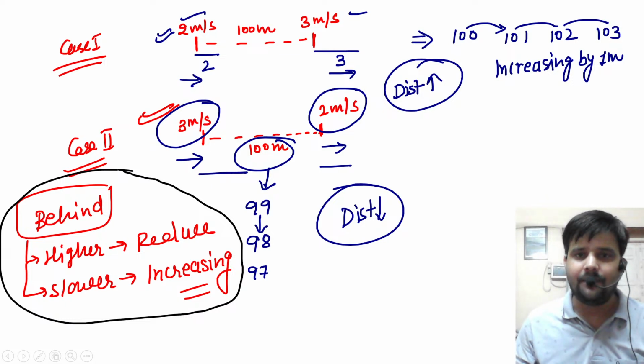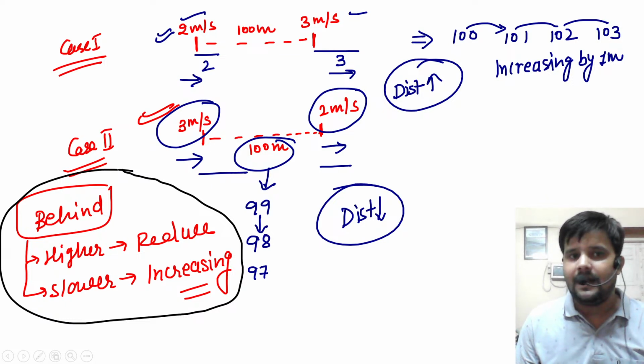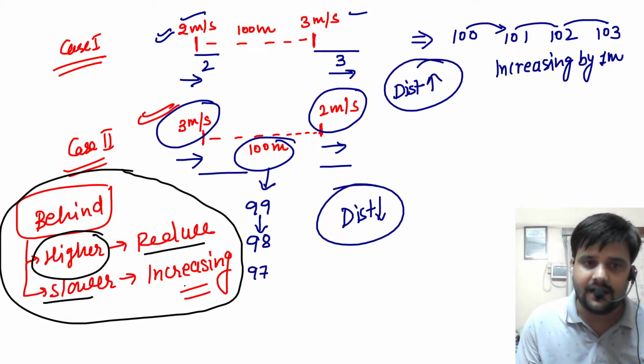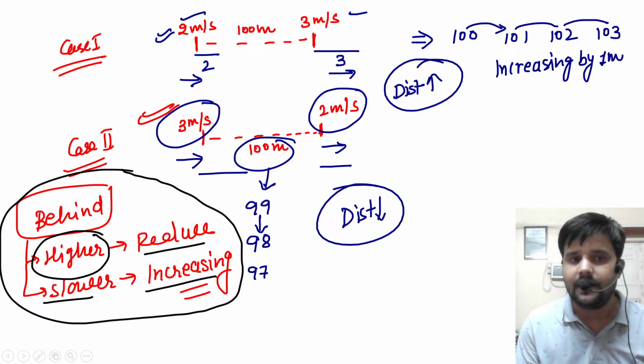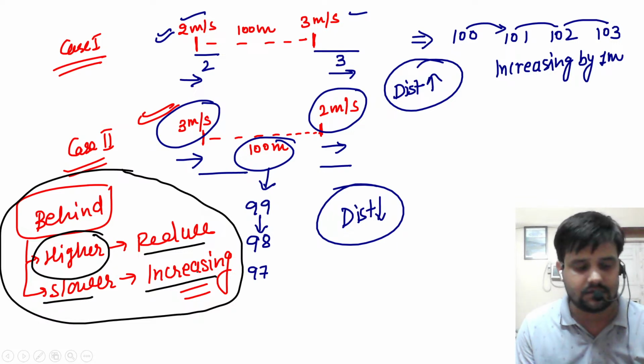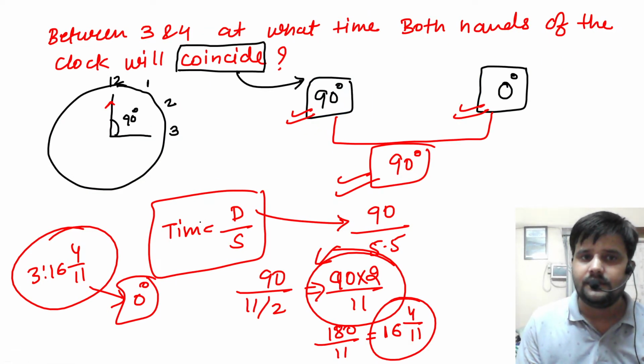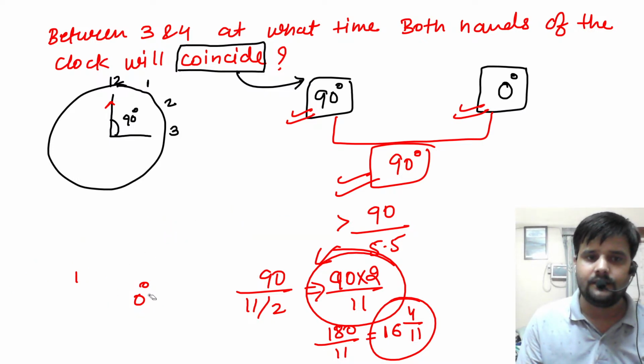All right. Just remember it. If the higher speed person is behind, the distance will start reducing. If the slower person is behind, the distance will start increasing. Now we will apply this concept in clocks also. Same question here. Just see everything here. Erasing it.